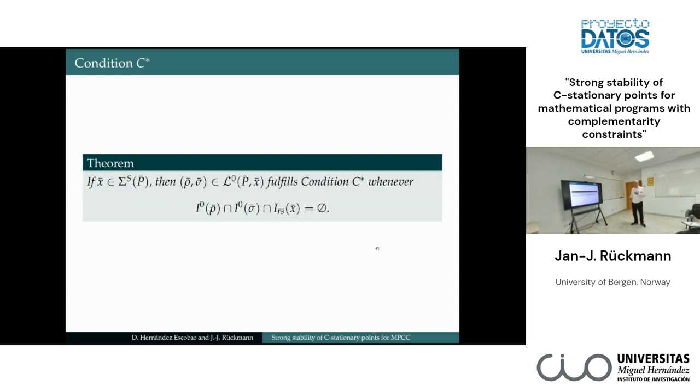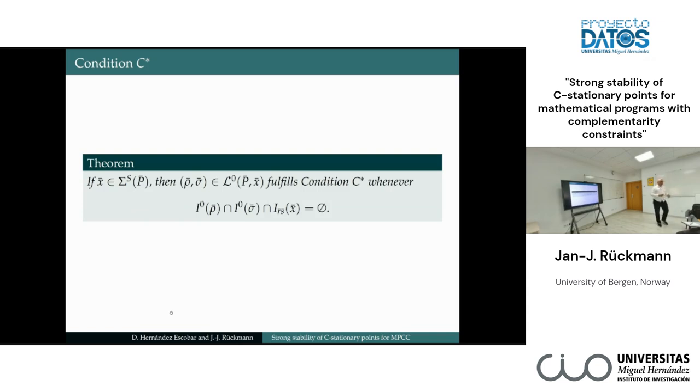Now we get the theorem, which also presents a necessary condition. If we have a point which is strongly stable, then the basic Lagrange vector fulfills condition C star, whenever this condition holds. What does this condition mean? If we have a pair where both are active, then it is not possible that both Lagrange multiplier components are equal to zero. This is on the sets where the components of rho are zero and sigma bar are zero. If this belongs to the set of kink points, where both gradients are active, it is not possible that we consider a pair with 0, 0.